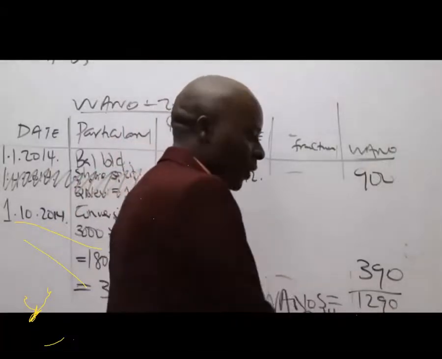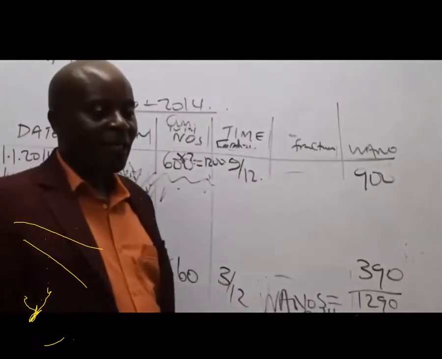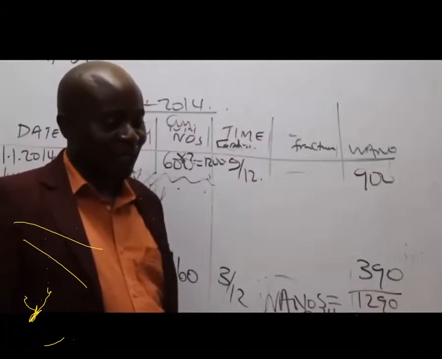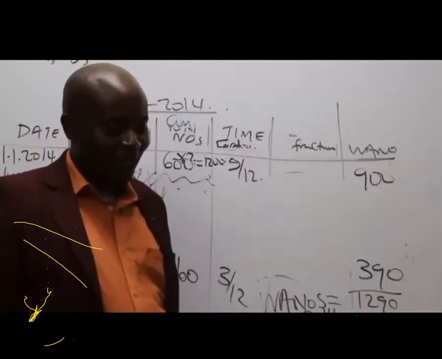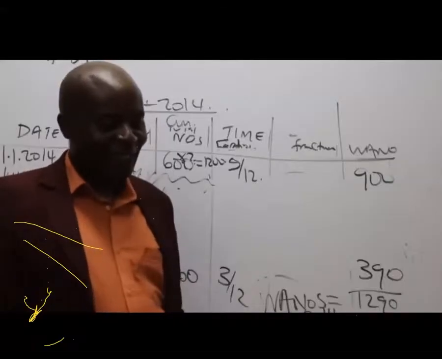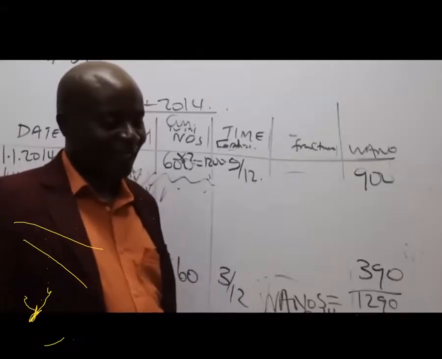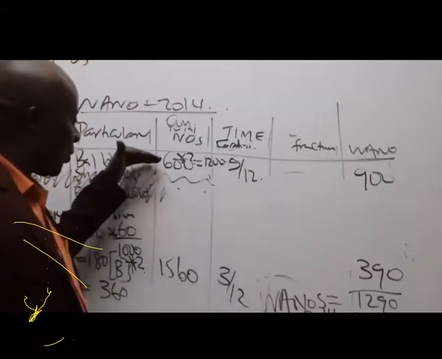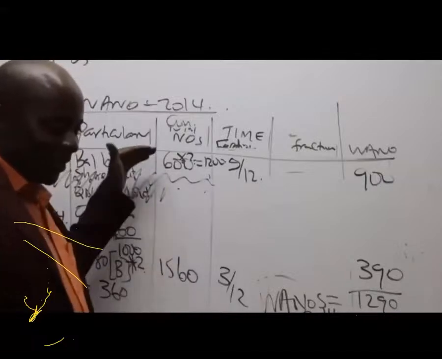Which is 1290. Just like I keep on asking, is there anybody who used a different formula or methodology, but at the end of the day has gotten the same answers as me? Why 9 over 12? Because of the time difference between this one and this one.